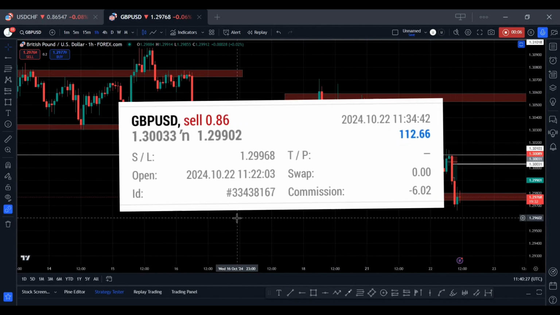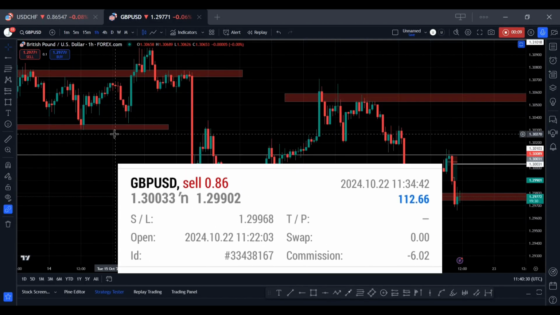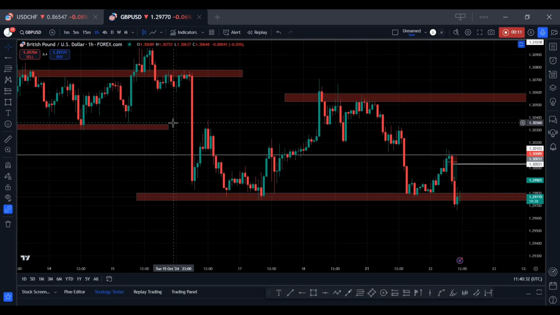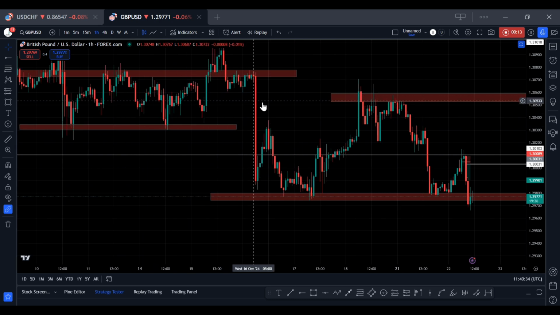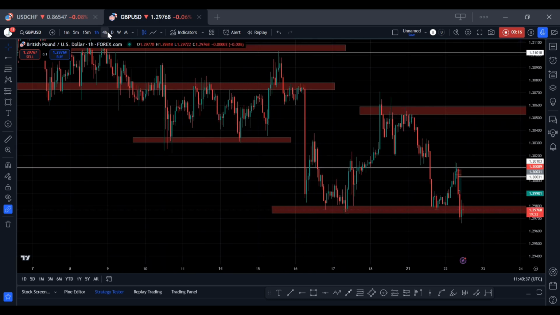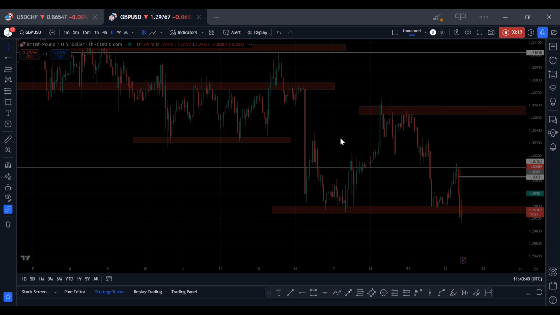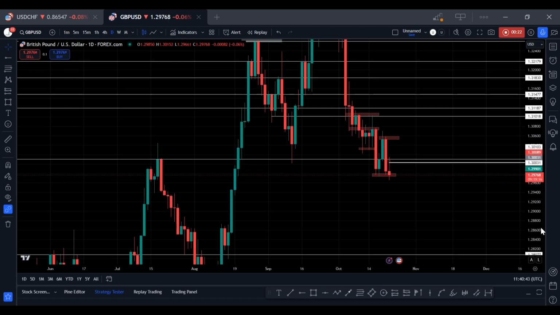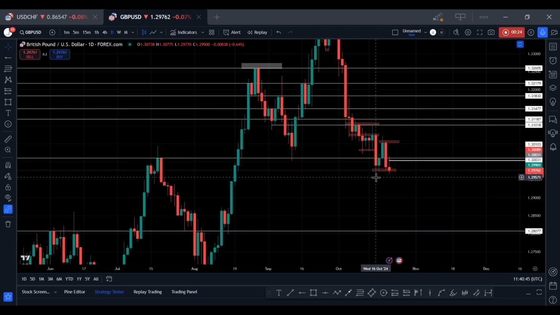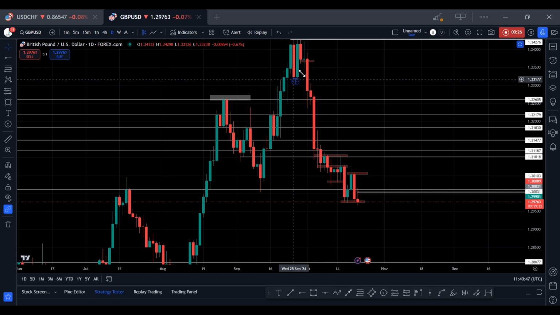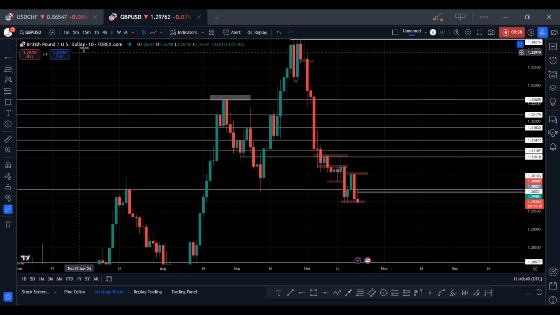I made $112 today trading GBPUSD. So here is the trade breakdown. The first thing I did was identify the trend. I discovered that GBPUSD has been selling for a long time. For some weeks now, GBPUSD has been selling.